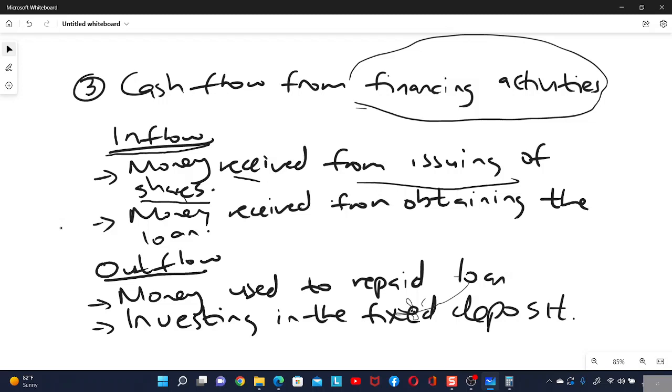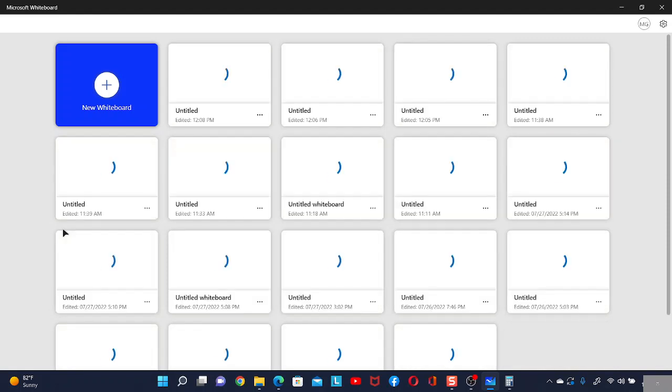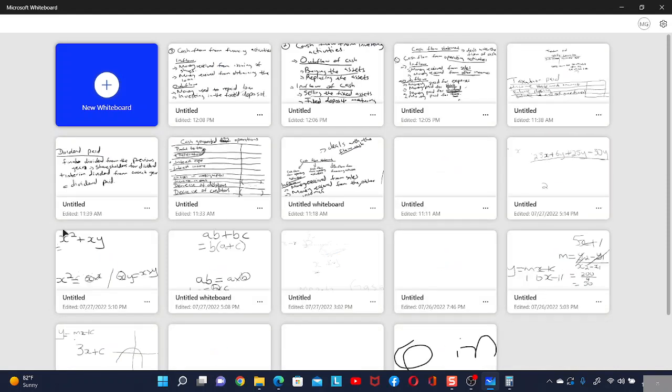And then the outflow of cash. Money used to repay the loan, or it can be when the business is investing in the fixed deposit. So obviously the business will be losing some money. And then the next one.